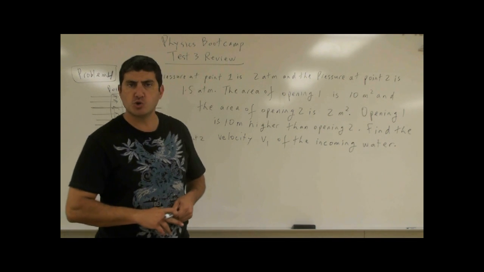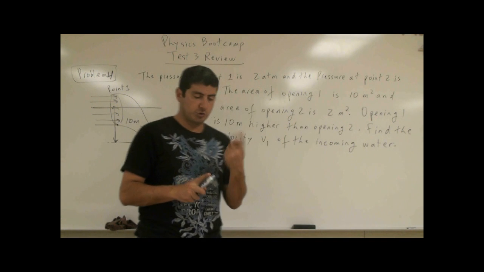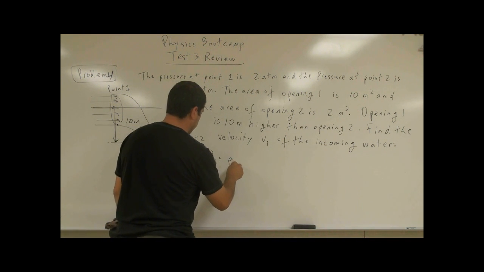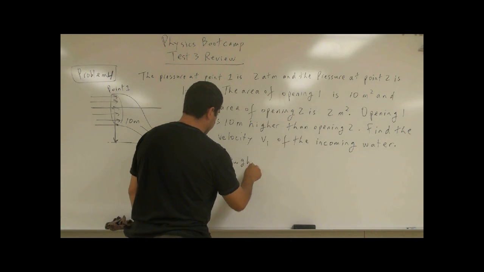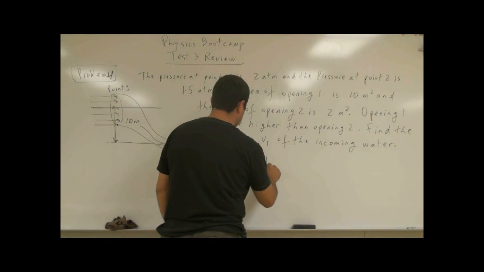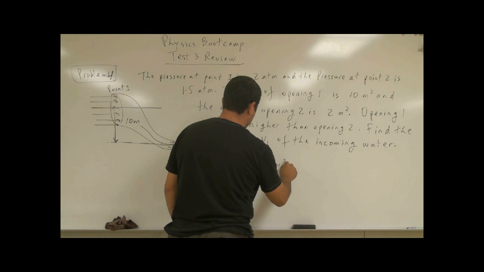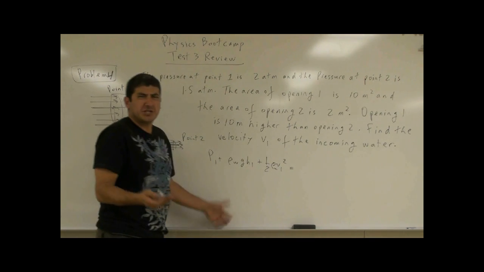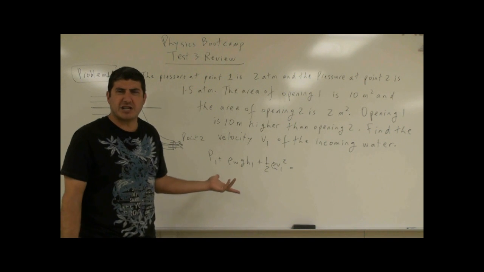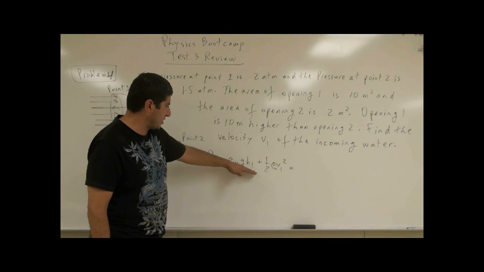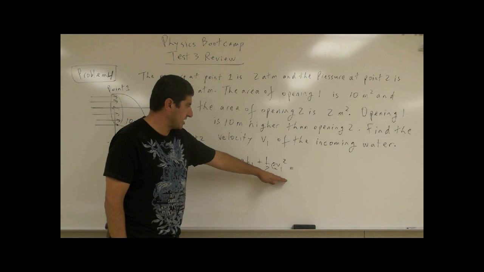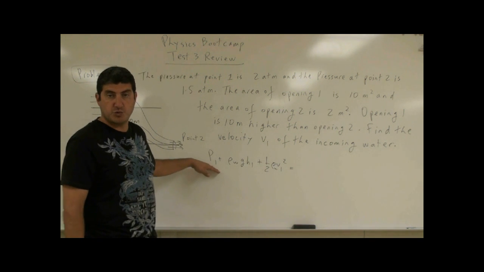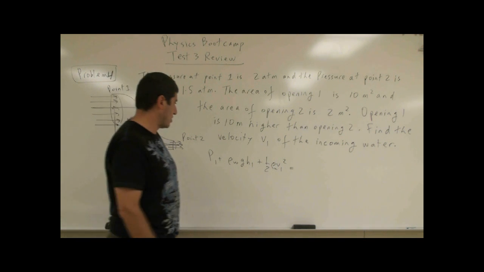So what equation do we use? Well, we use Bernoulli's equation, which is pressure at point 1 plus the density of water times g times the height of point 1 plus half of rho v1 squared, where rho is the density of water. Bernoulli's equation is pretty much a restatement of the conservation of energy. This is the potential energy of the water, the kinetic energy of the water, and then all the external forces on the water, which we call pressure for water.